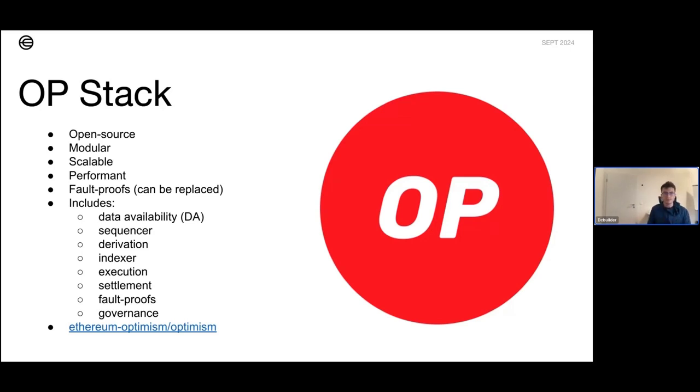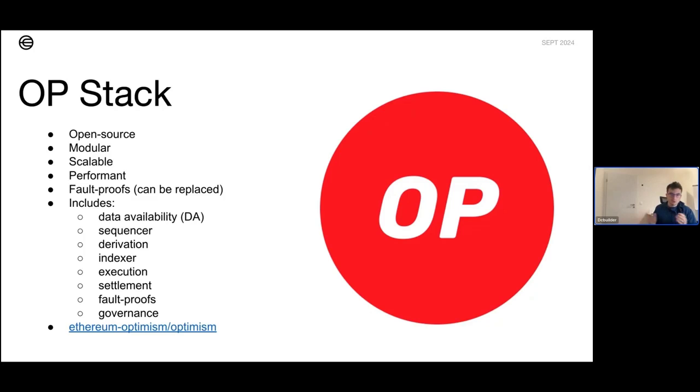So another thing is the sequencer. The sequencer is essentially the thing that takes in transactions, orders them, proposes a block, and then that block gets executed by an executor in this case, right? So a sequencer is this important piece of infrastructure that essentially takes in all the transactions and orders them in a block. They're essentially the proposer in this case.